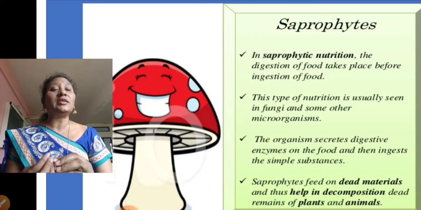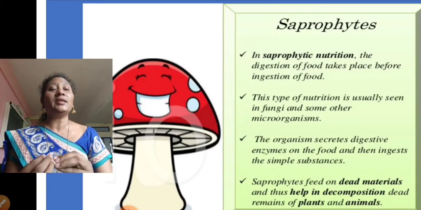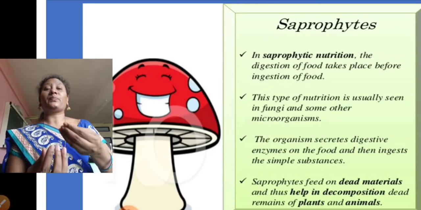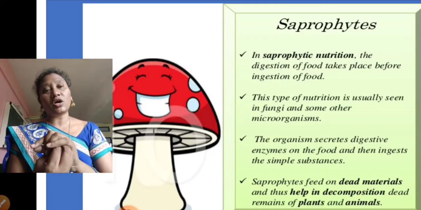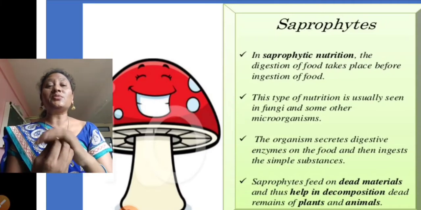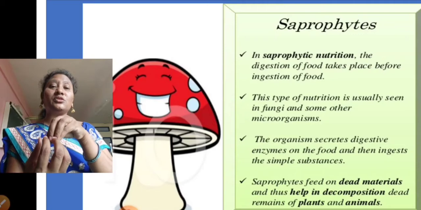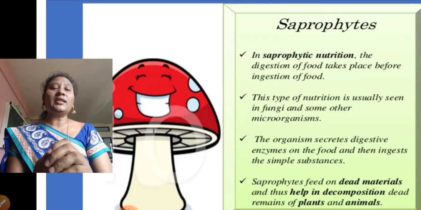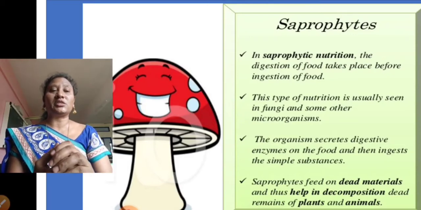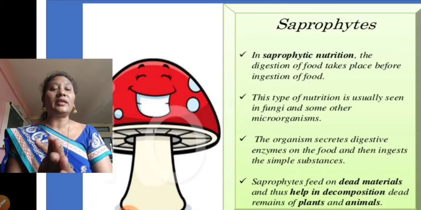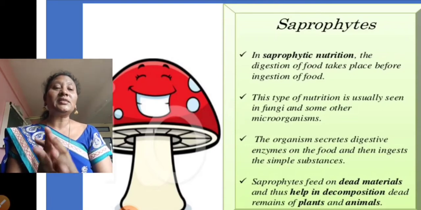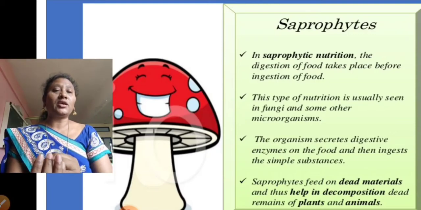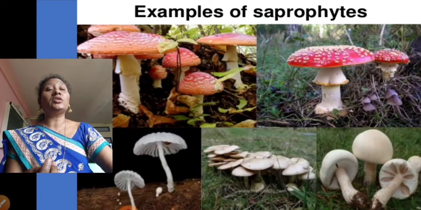The organism secretes digestive enzymes on the food and then ingests the simple substances. So saprophytes attach to the surface of the food substratum and release enzymes into the food. They dissolve and digest the food substance and convert it into a liquid, simple form. Saprophytes feed on dead materials, help in decomposition and remains of plants and animals. They mostly act on dead and decaying material.